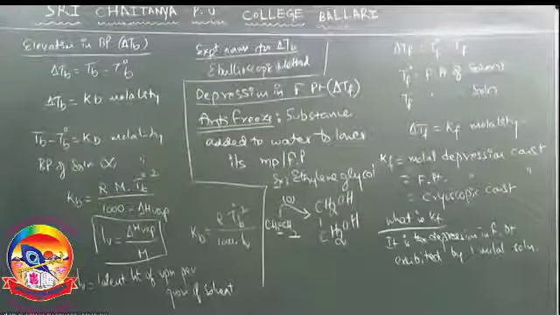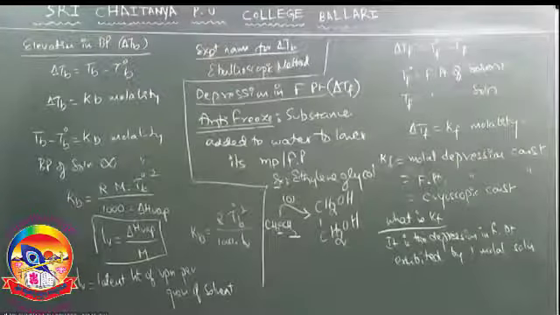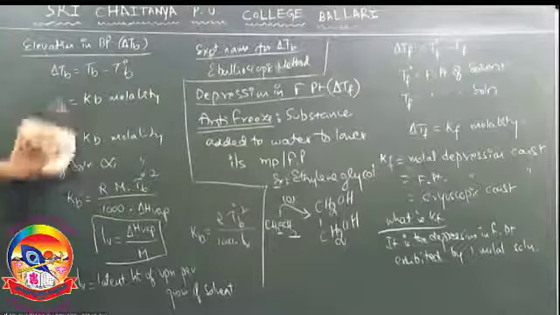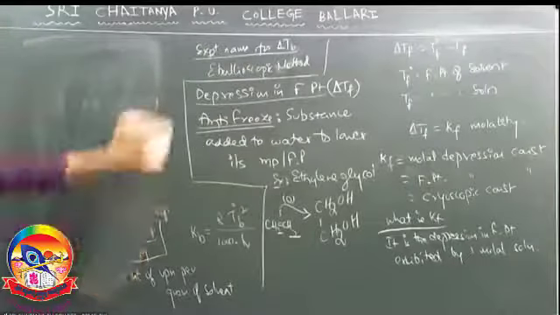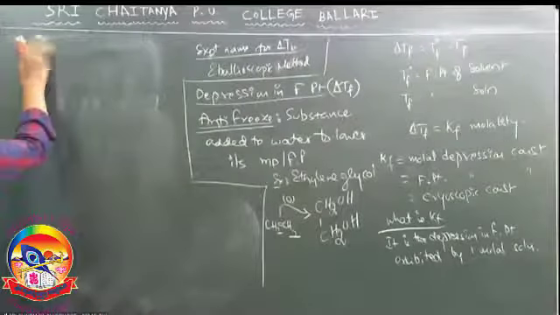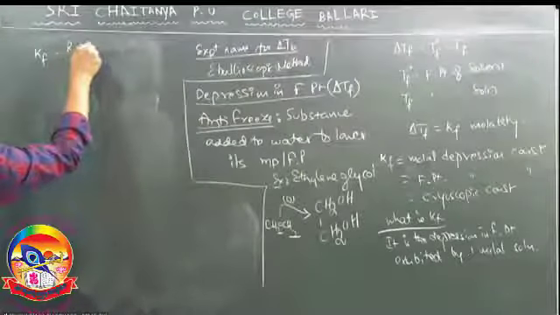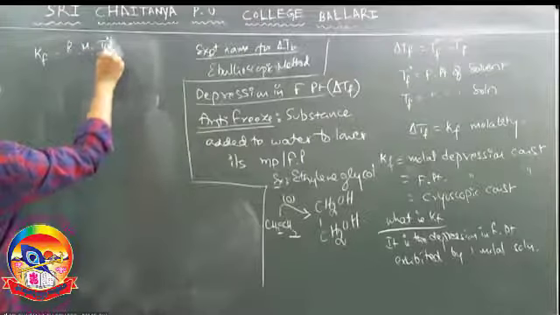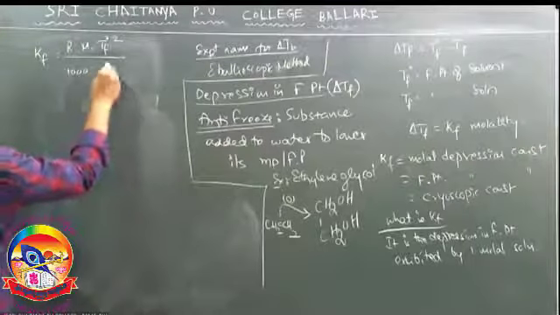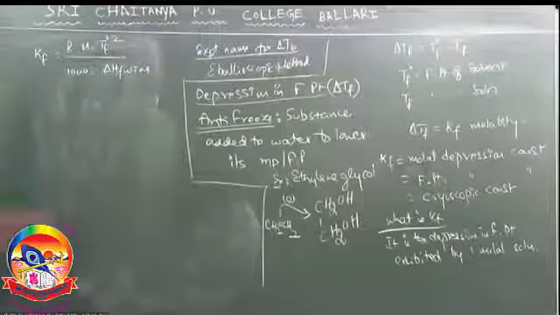Now, what about the Kf formula? The Kf formula is the same way, there is no difference. Kf equals R M T naught F square by 1000 delta H fusion. Delta H fusion. So you know this.